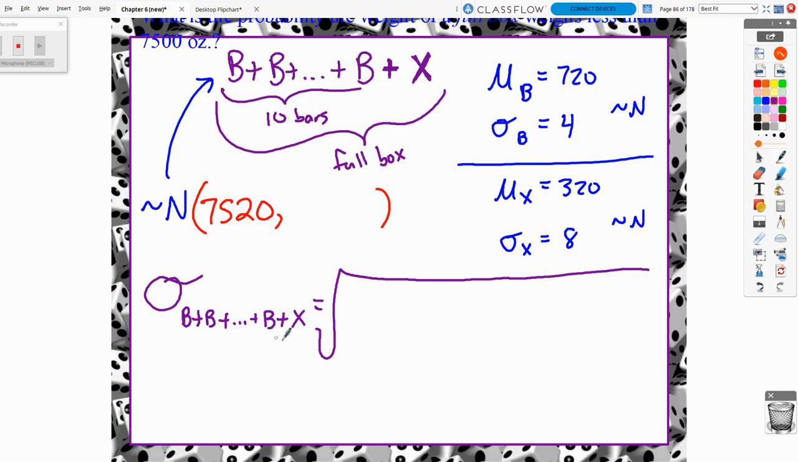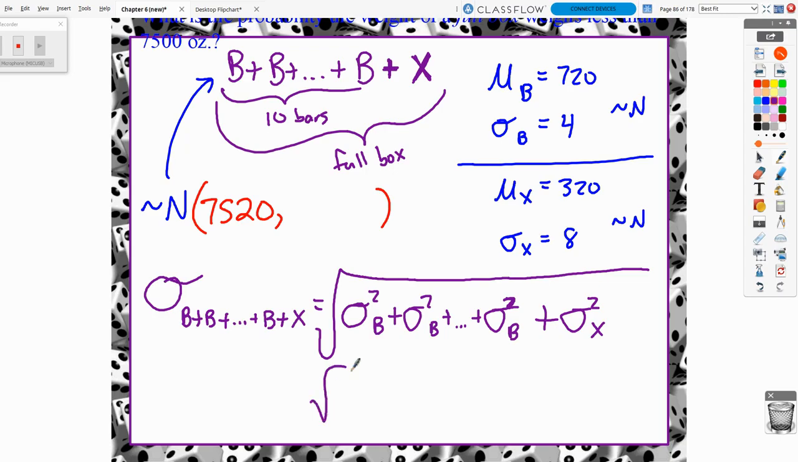Now these are all random variables, so even though you might be going, hey, we're adding, didn't you say adding doesn't affect standard deviations? Yeah, if we were adding numbers, but these are random variables, so it doesn't apply the same way. So we'll have sigma squared of the first bar plus sigma squared of the second bar plus the third, the fourth, the fifth, the sixth, the seventh, the eighth, the ninth, and the 10th bar plus the one box. Now, square root.